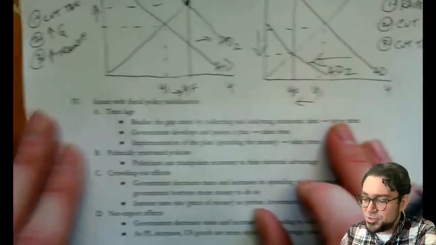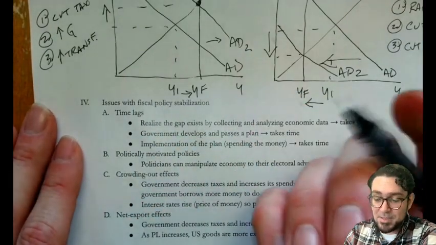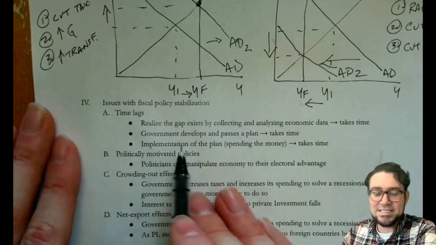Now, that's what they look like. What are maybe some of the issues with using it, right? We have time lags. First, it's just going to take time to actually implement policy. So this is really just different ways that it takes extra time.